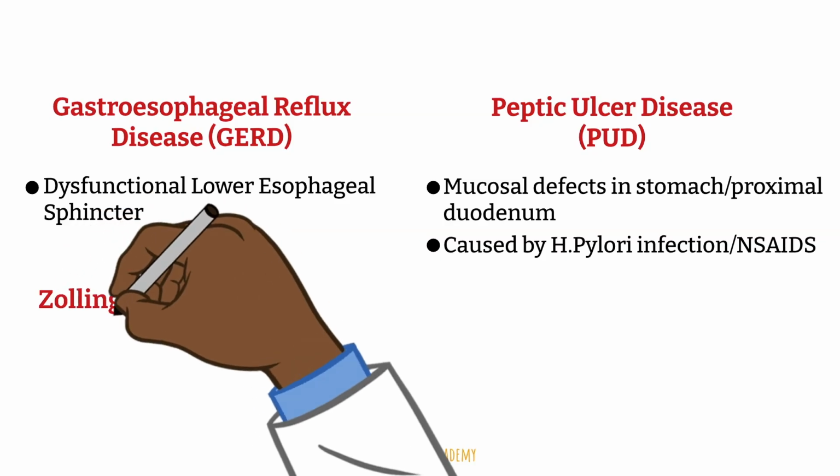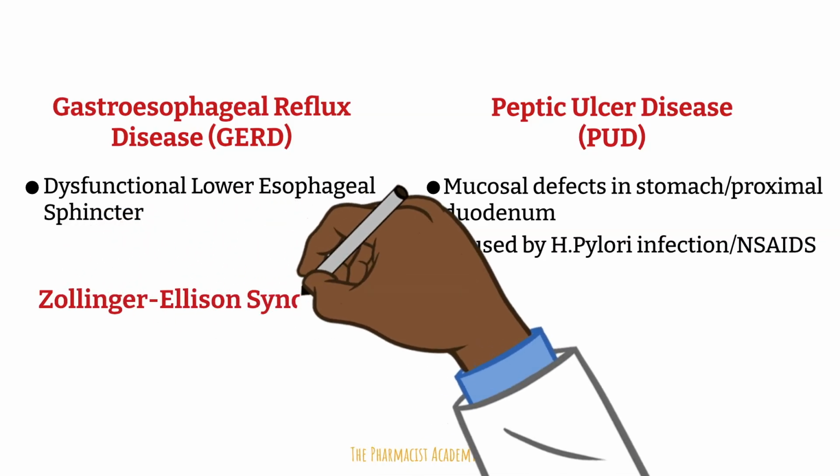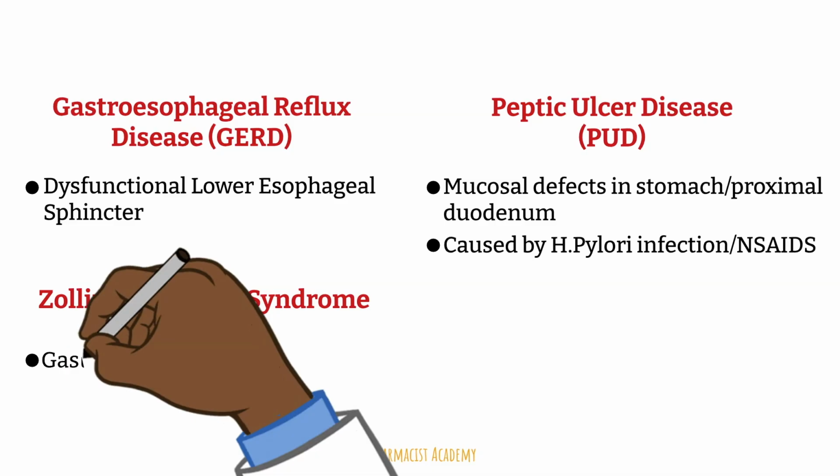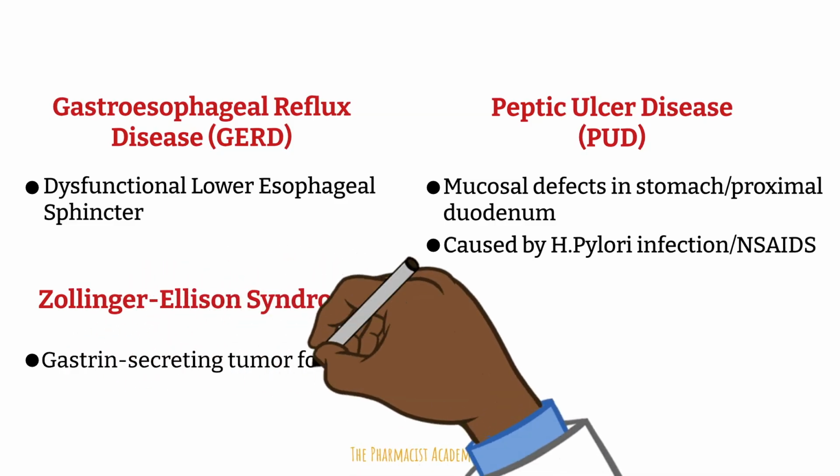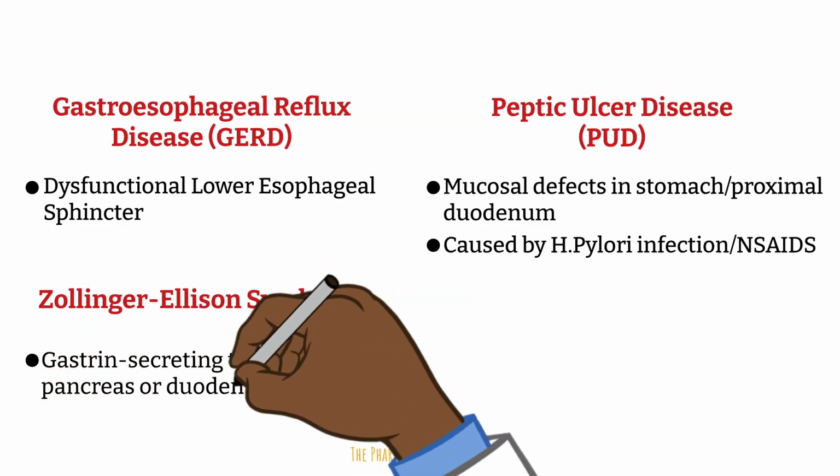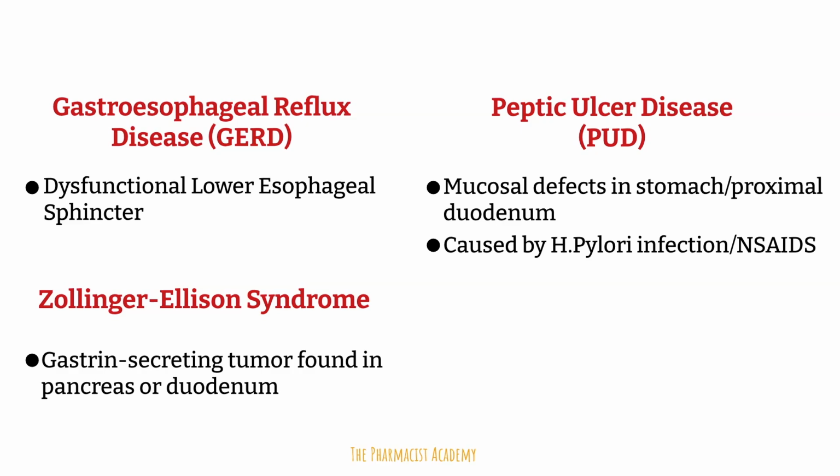Next, we have Zollinger-Ellison syndrome, which is a condition caused by a gastrin-secreting tumor, also known as a gastrinoma, and is usually found in the pancreas or duodenum. It leads to excessive gastric acid production, causing recurrent and severe peptic ulcers.